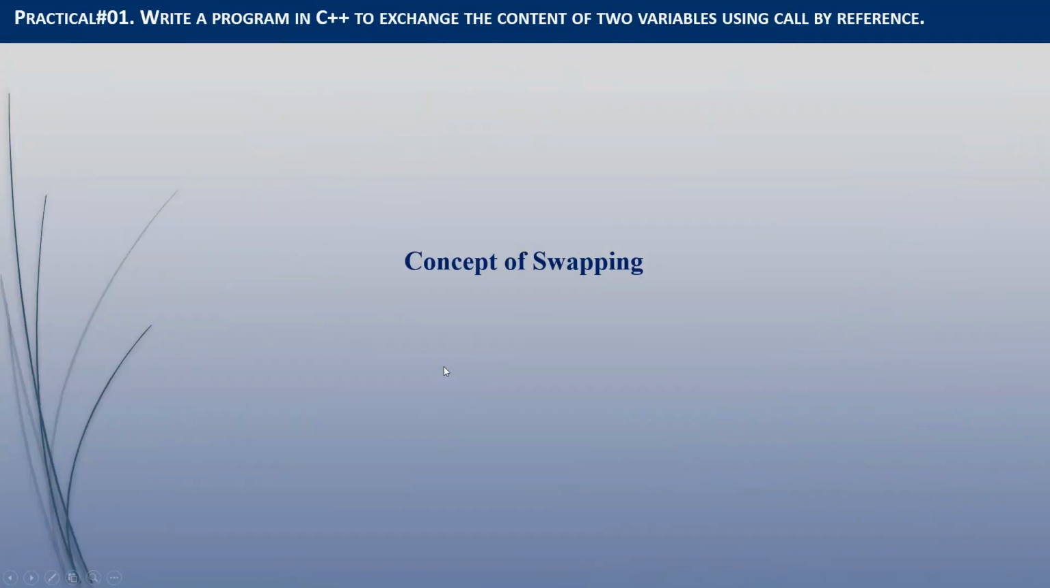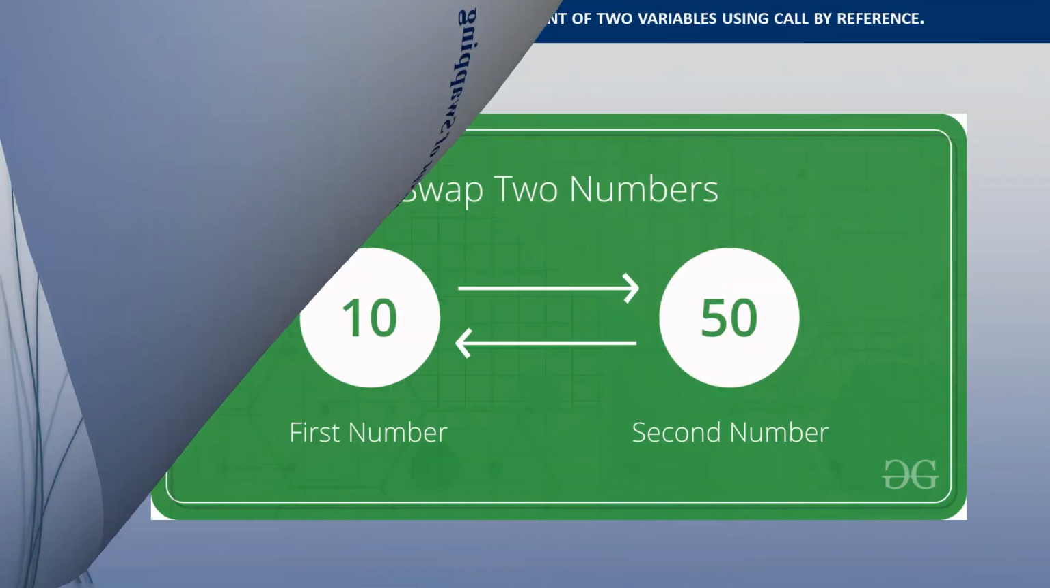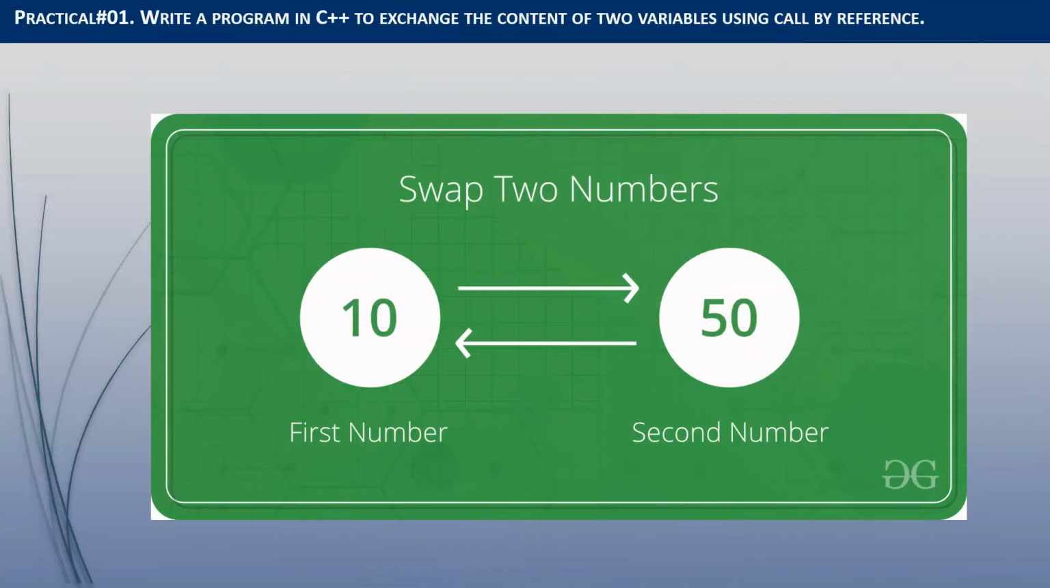Let's just understand the basic concept of swapping. In case of swapping, we are given two numbers. Say number A is 10 and number B is 50, and our goal is to interchange the value of A with the value of B. So in this case we want to swap the value 10 by the value 50, and now the value of A becomes 50 and the value of the second number becomes 10 instead of 50. This is the concept of swapping.